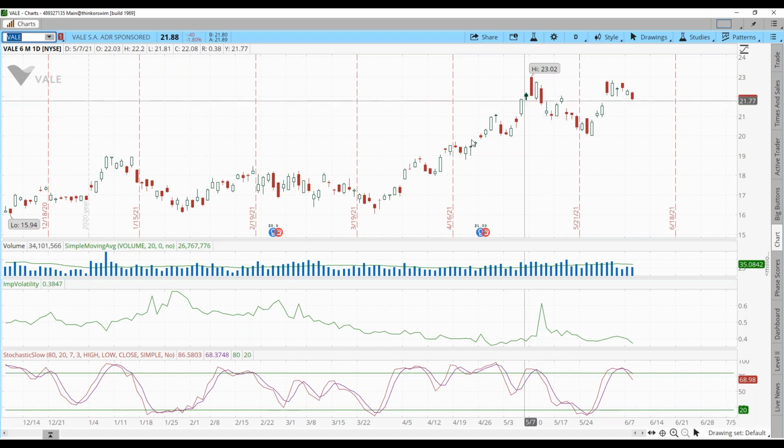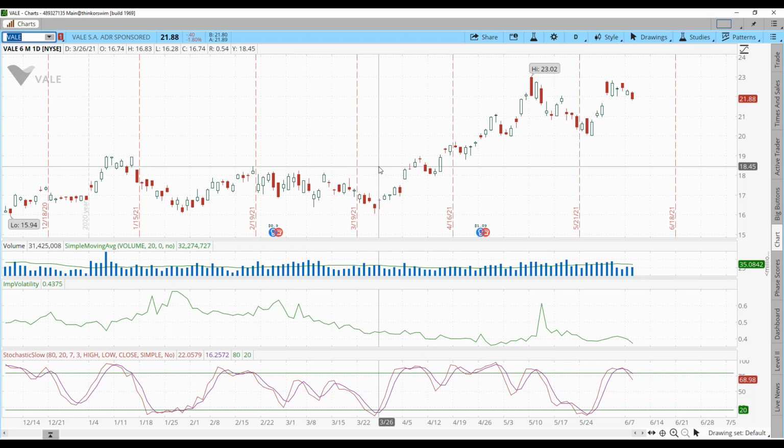Yeah, I mean, that's a little more directional than I want for a calendar. For a calendar, I tend to be very sideways. I do a lot of calendars and butterflies in the summer because we tend to see a lot of sideways price action.